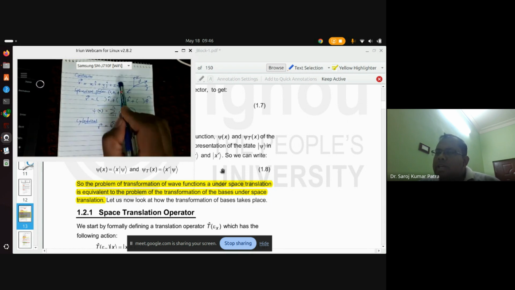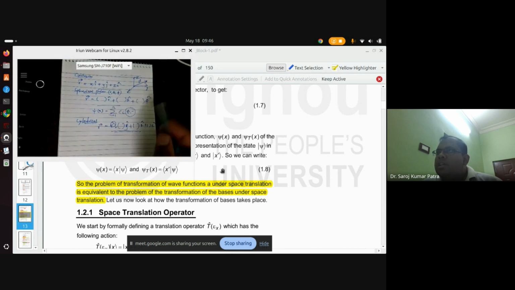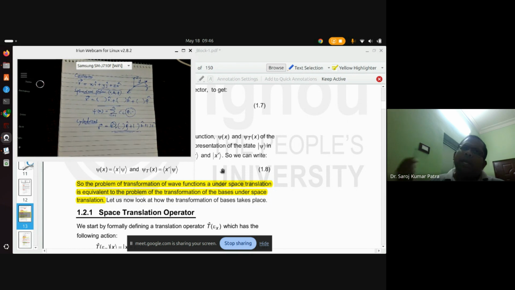i cap, j cap, k cap are basically your basis vectors. Through those basis vectors, x, y, z over here are similar to your c_i, the coefficients. Okay, so that way we can explain what is Hilbert space.